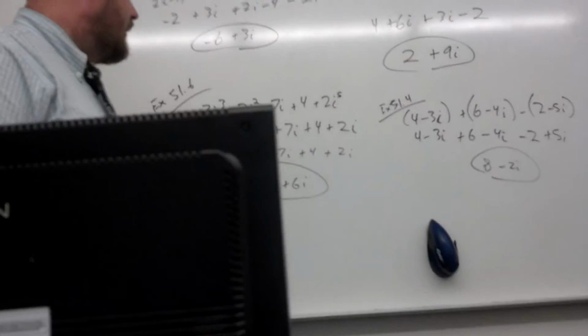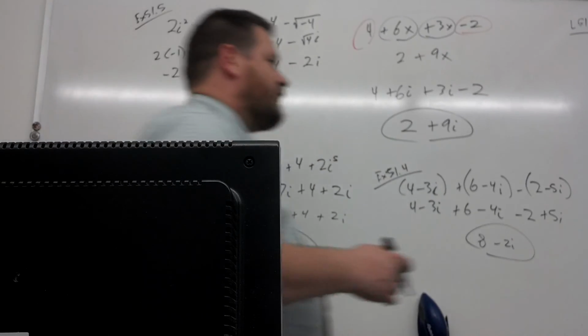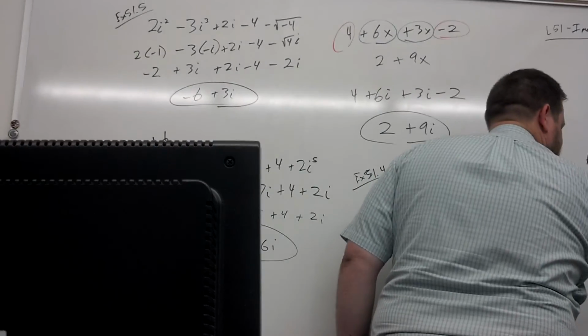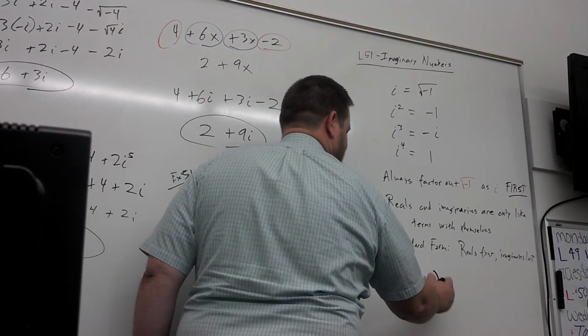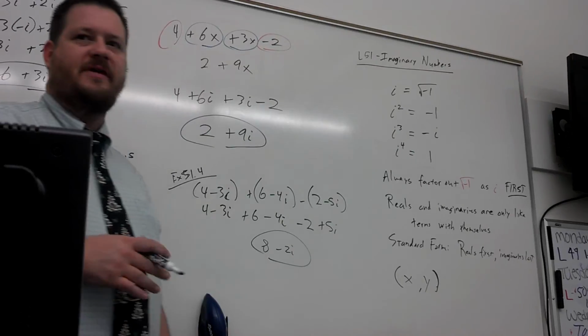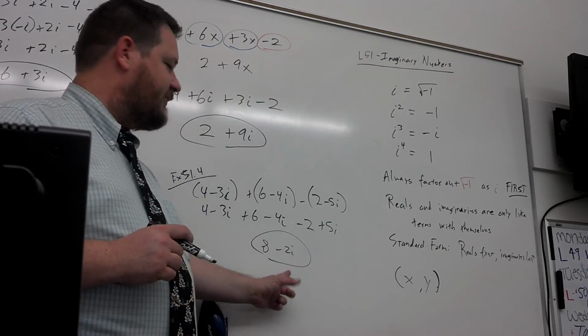Okay, I'm going to set you up for a joke here. We always put the reals first and the imaginaries last. Just like when you're doing coordinates, an ordered pair, you always put the x first and the y second. That's just the order that you do it in. Same thing here. You put the reals first and the imaginaries last.